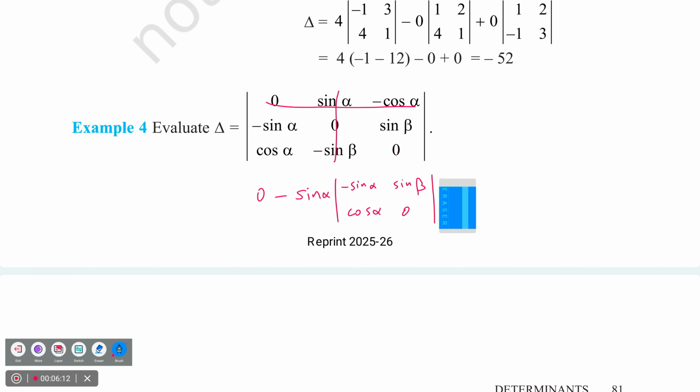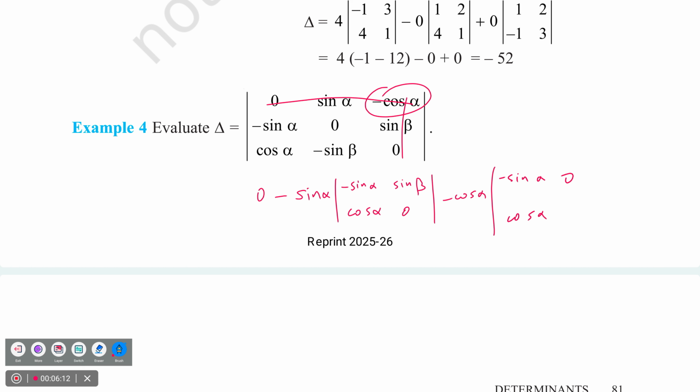Third element, what do we have? Minus cos alpha. Actually as per the sign the third element is plus, but there is a minus here, so I directly mentioned the minus. If you remove that row and column now, what am I getting? Minus sin alpha 0, cos alpha minus sin beta. This is the way you have to go. The first element is 0, so I didn't do it. So minus sin alpha, when you multiply, that will be 0.